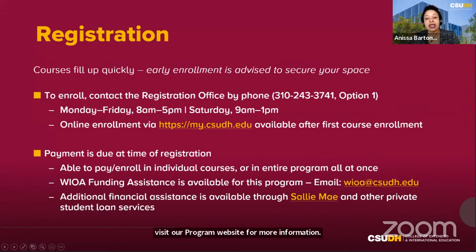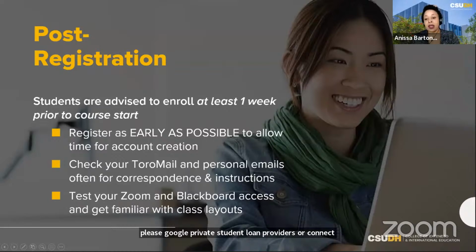And if you need any additional financial assistance, please Google private student loan providers or connect with salliemay.com for student loan details. Again, we recommend that you register at least 1 week before the course begins and check your Toro Mail and personal emails frequently for special instructions and campus notifications.